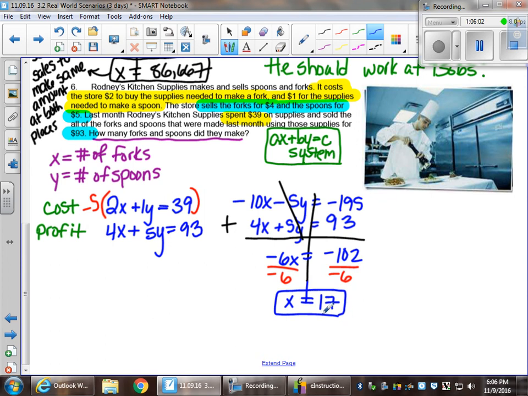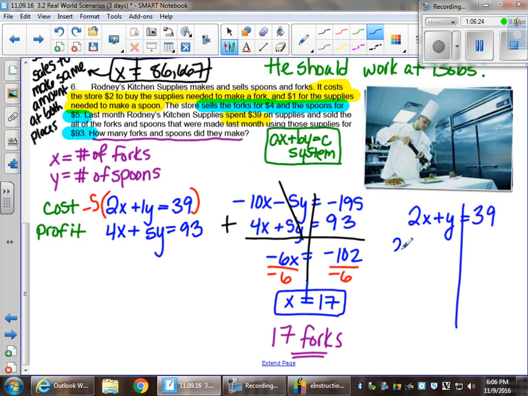What does that mean? Well, look how you defined your variables. X equals number of forks, so they sold 17 forks. How do I find how many spoons they sold? Well, we're going to come back and use one of the original equations. I'm going to use the top one, 2x plus y equals 39. You could use the second one. We should get the same answer. So where I see x, I will plug in 17. So 2 times 17 plus y equals 39.